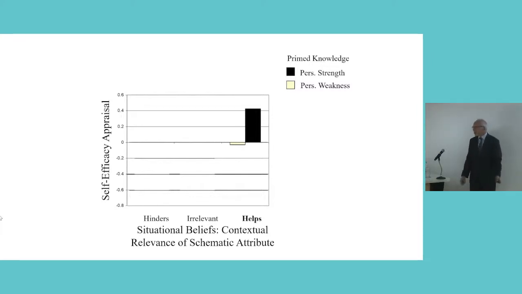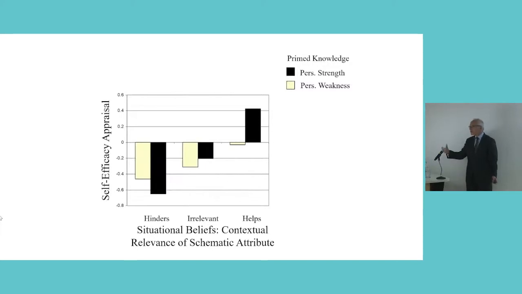And note, that only happens in the subset of situations where they said this is a complex set of things. The priming does not just put the person in a good mood. In other words, if in all cases the black bar went up, that would mean the priming just put people in a good mood and biased their judgments. But this finding only occurs in the subset of situations where the person said these attributes are relevant and helpful.